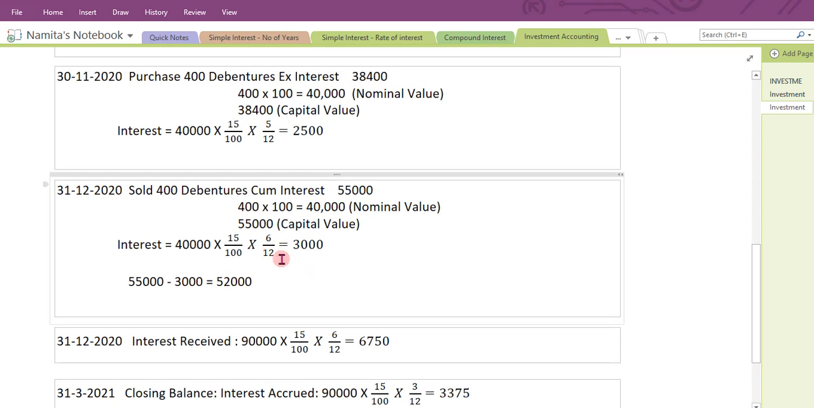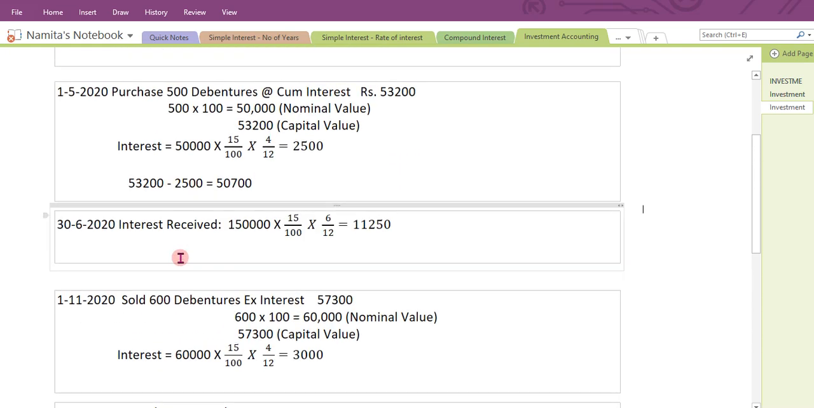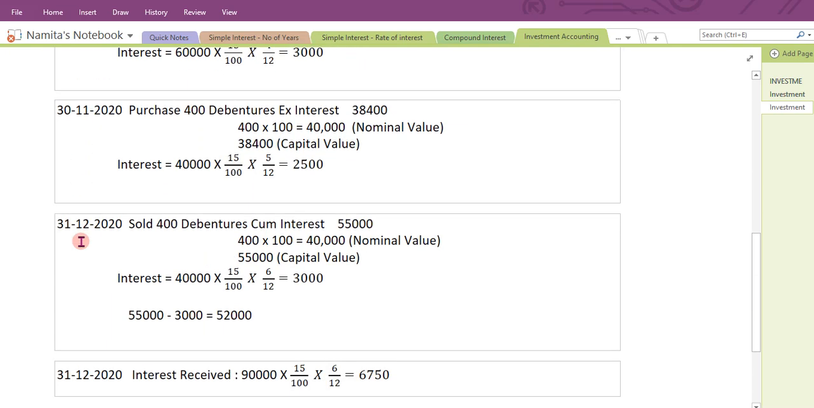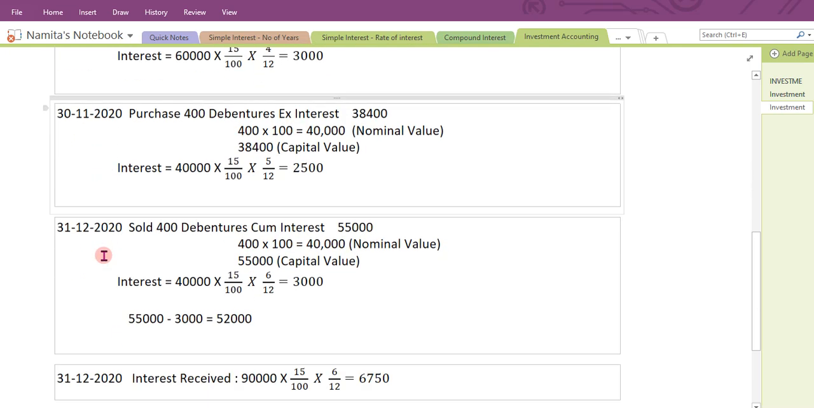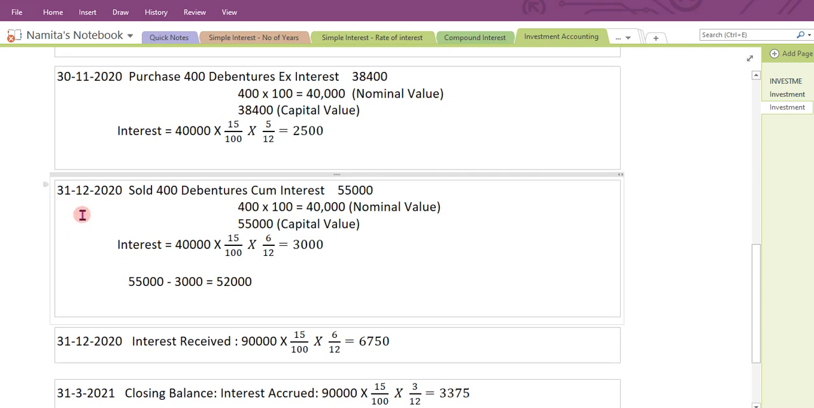So 40,000 multiplied by 15 divided by 100 multiplied by 6. Now why 6? Calculate the months. Last interest we got in the month of June, so from July till 31st December: July, August, September, October, November, December. Total 6 months. So the interest is 3,000 rupees. As this sale is done cum-interest, we have to reduce 3,000 from the capital value. So 55,000 minus 3,000, remaining is 52,000. So 52,000 is the new capital value, and you have to write it in the format.